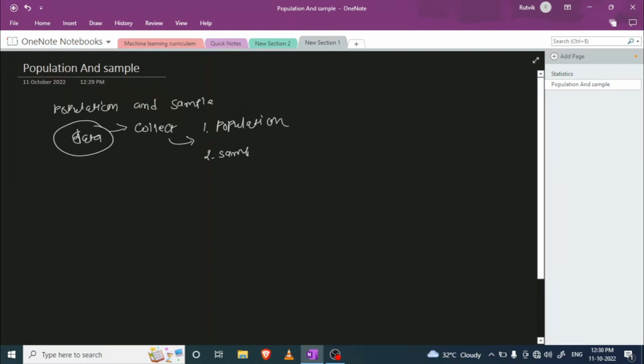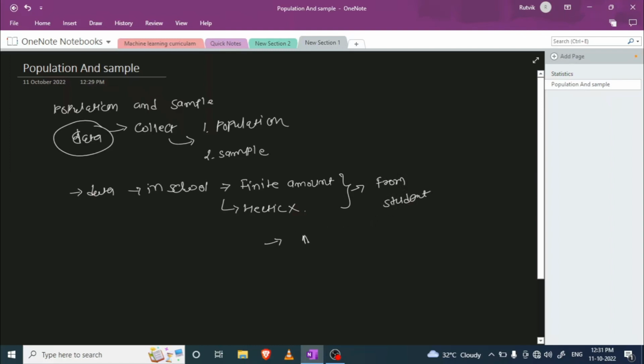First of all, if you are trying to collect data in a school, where you will find students in a limited, finite amount, it's not a very hectic task to do. You can easily get all the data from the students. All the students in the school are working as a population here.